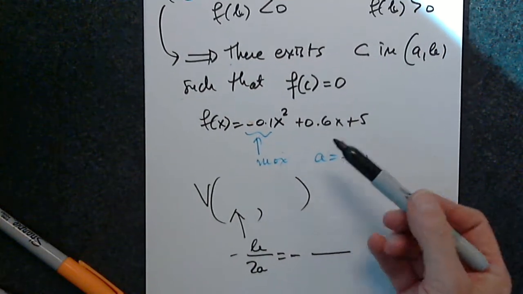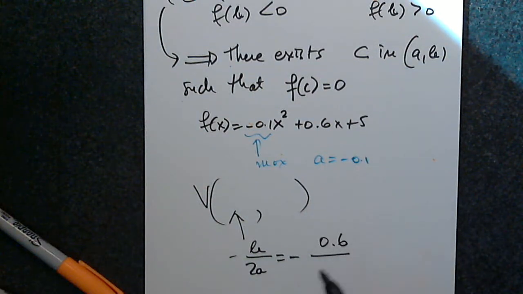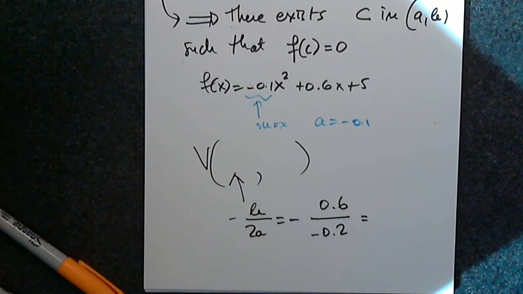Negative in front. b is 0.6. 2 times a is negative 0.2. So remember, this is the time. Say it again. I don't get that whole thing. These are the coordinates of the vertex. Right? The coordinates of the vertex.